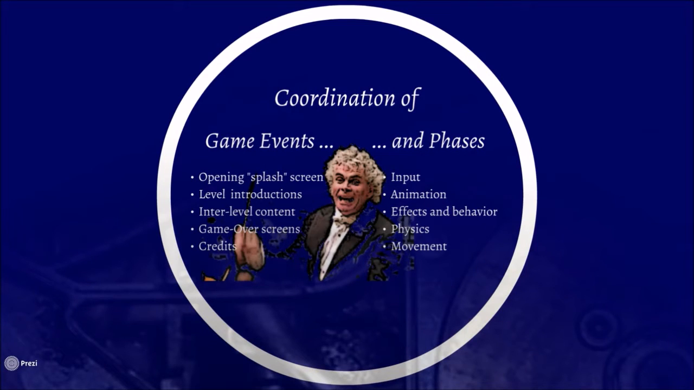One of the main goals of the game engine is to coordinate game events and the phases of the game. Game events include things like the opening splash screen, any kind of level introductions, any kind of animations between levels, and when the game is over, the game engine should present a screen that says so, and any credits if necessary. Phases during the game, as the game engine renders, will have different phases for input, animation, effects and behaviors, physics, and movement.